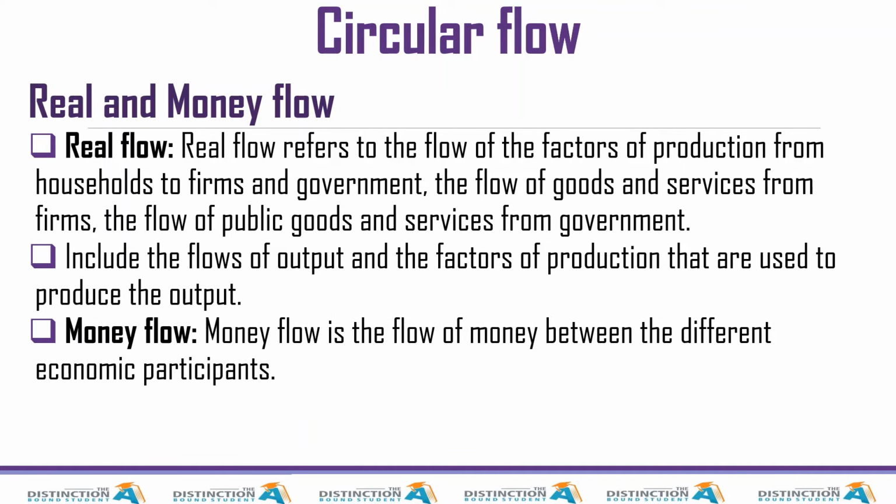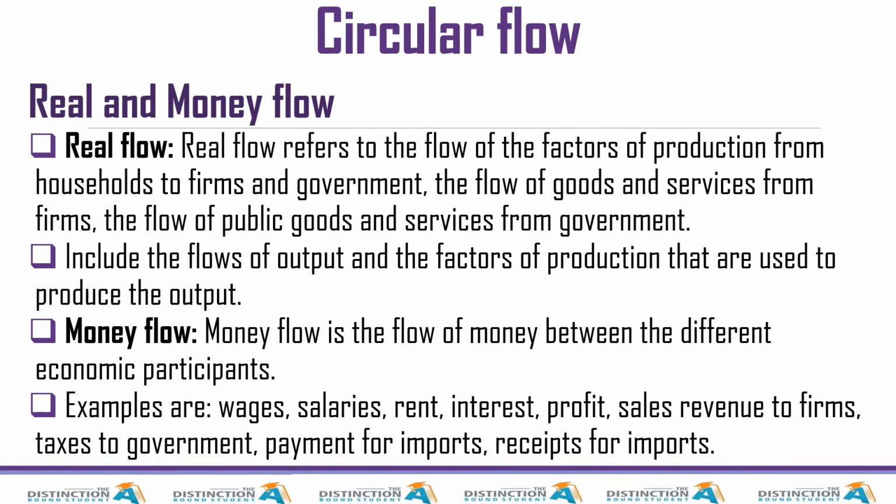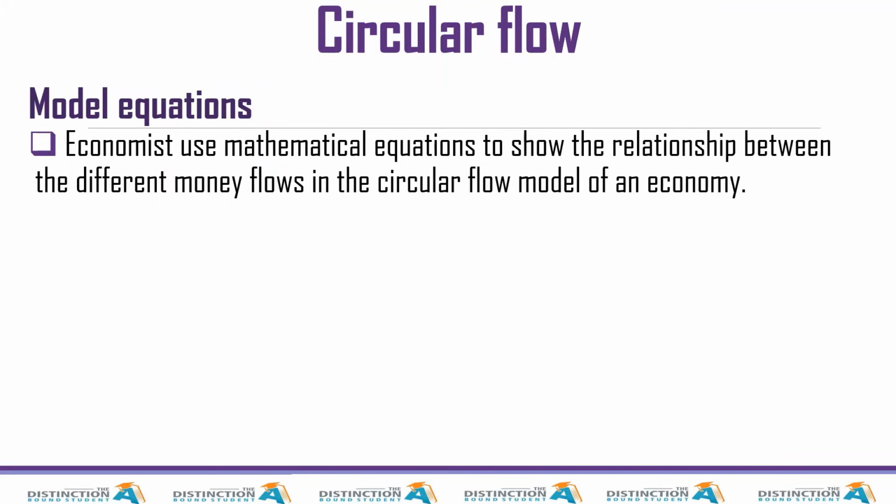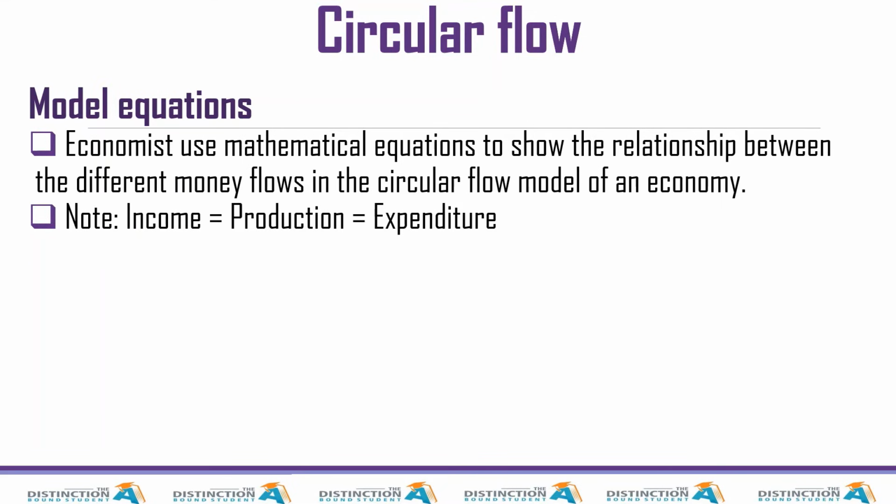Then we also have money flow. This is the flow of money, and examples are wages. When they are paying you for your labor, it's money flow. When they are paying you for your land, that is economic rent, that is money flow. It's as easy as that. You'll notice that these two always flow in opposite directions.